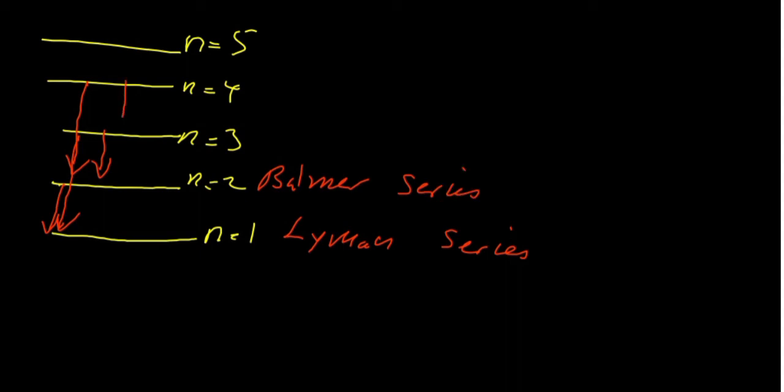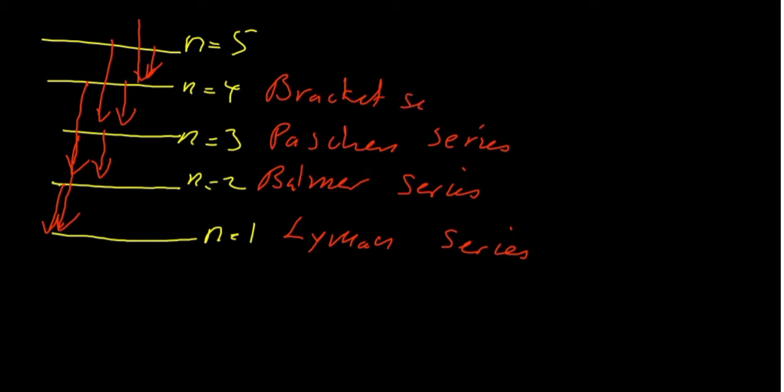And then dropping to n is equal to 3, and we don't care where the electron is coming from, that is called the Paschen series. Dropping to the fourth energy level from any other energy level, that is called the Brackett series. Now whenever an electron drops to the fifth energy level, it can come from anywhere else, that is called the Pfund series. So they might ask for the region of the electromagnetic spectrum where the photon that will be released will be found.